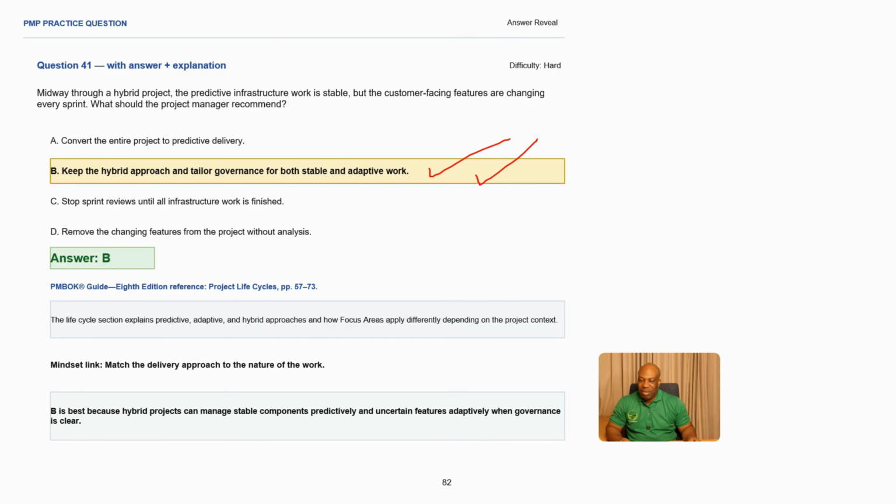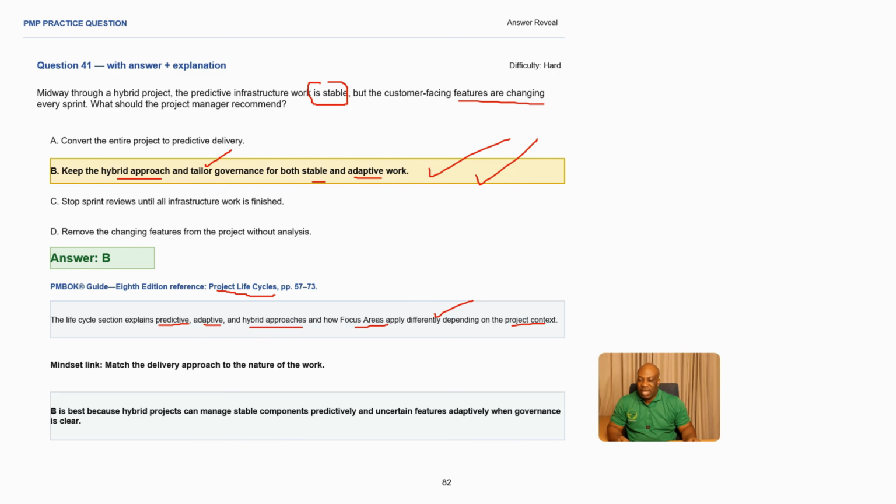You need to keep the hybrid approach and tailor governance for both stable and adaptive work. So what is our reference from PMBOK? This is our life cycle, which is on page 57. The life cycle section explains predictive, adaptive, and hybrid approaches, and how focus areas apply differently depending on the project context. So in this particular context, it's best to have a hybrid because the features are changing, and we also understand that there's stability on the infrastructure side.